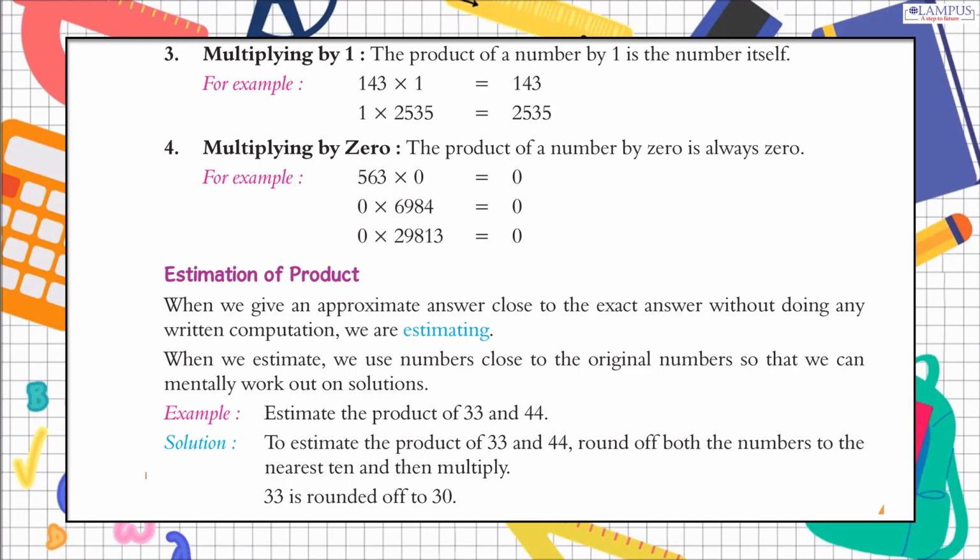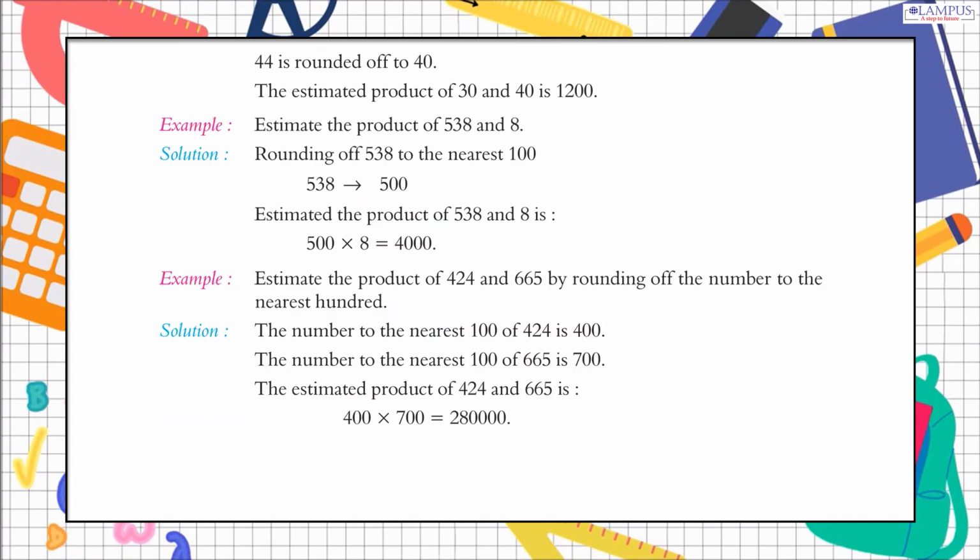Example: estimate the product of 33 and 44. Solution: to estimate the product of 33 and 44, round off both the numbers to the nearest 10 and then multiply. 33 is rounded off to 30. 44 is rounded off to 40. The estimated product of 30 and 40 is 1200.